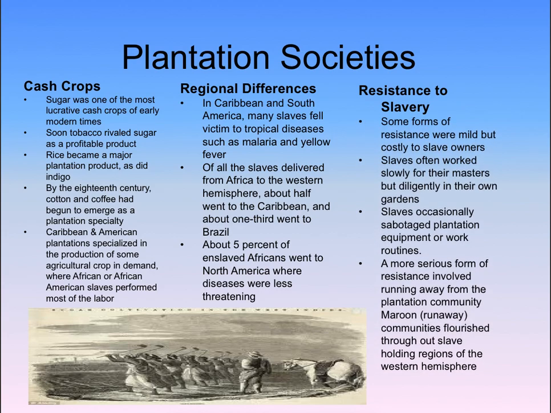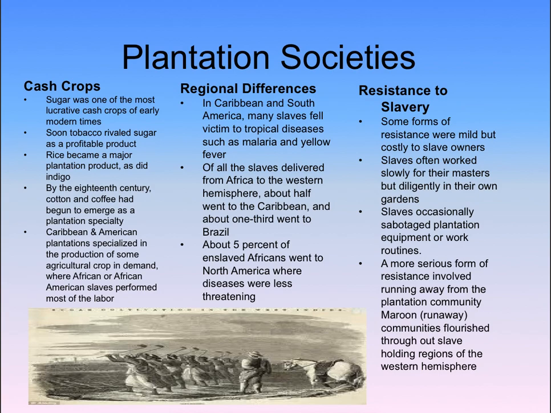There was resistance to slavery. Some forms of resistance were mild but costly to the slave owners, and they knew this as well. The slaves often worked slowly for their masters but diligently in their own gardens. So that was one of the ways that they could sabotage. I'm not going to work as hard for you, but you better believe that when I go to wherever you're going to place me, to my house, I'm going to work hard in my area.